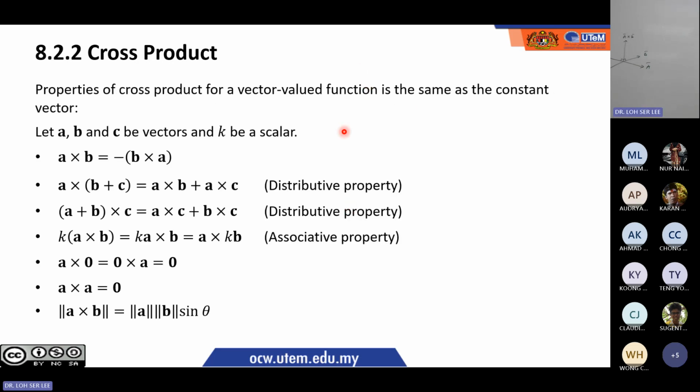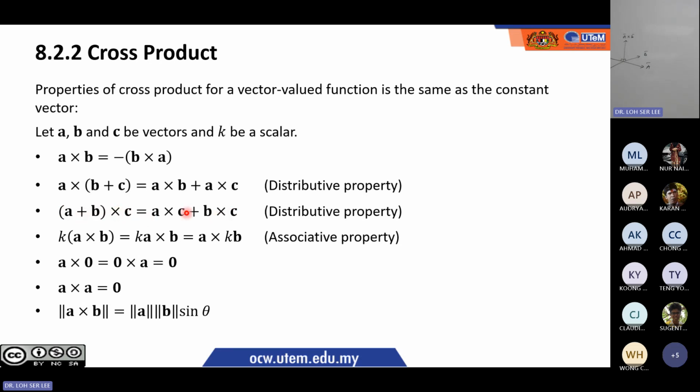Next, we look at the properties of the cross product. Let's say A, B, C are vectors and k is a scalar. A cross B is not the same as B cross A. When you swap the order, you have a minus. Then it satisfies the distributive property. So A cross (B plus C) means A cross B plus A cross C. This is similar to the dot product. No matter whether it comes from the left or right, this is A cross C plus B cross C.